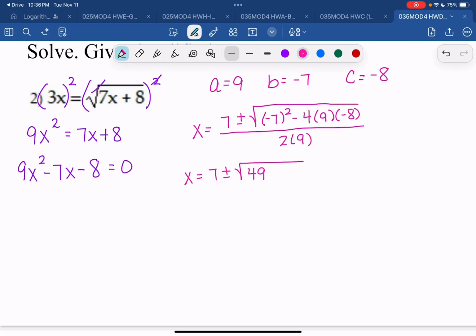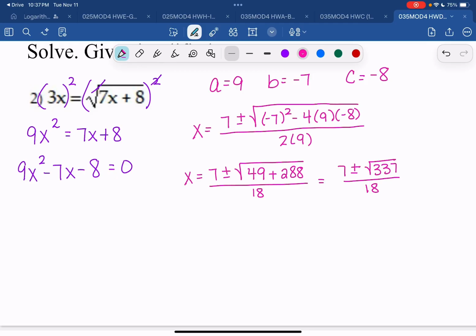Then I've got 4 times 9 times negative 8. So that is going to give us positive when we multiply it with that negative. So plus 288, over 18. So then I've got 49 plus 288. So I've got 7 plus or minus the square root of 337 over 18. Whew.